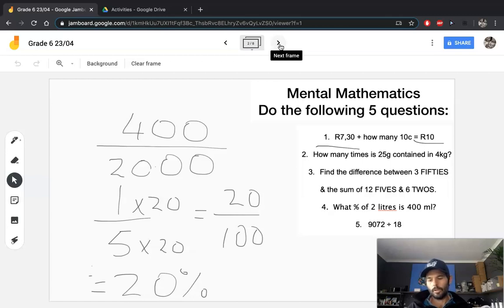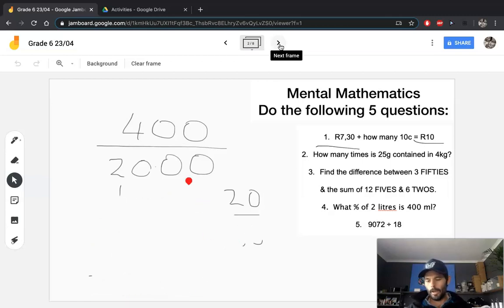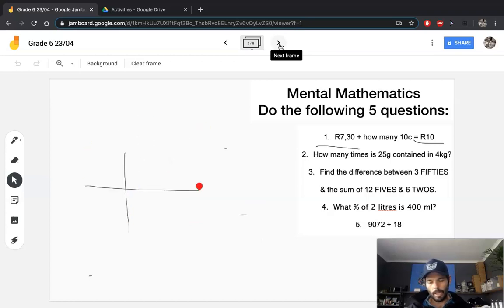Okay, and then your last question is a long division question. Okay, so I'm just going to draw a table for you. Okay, I'm multiplying by 18. I hope I can fit it in. So the first thing I'm going to do is recognize multiply by 100. So that's going to give me 1,800.